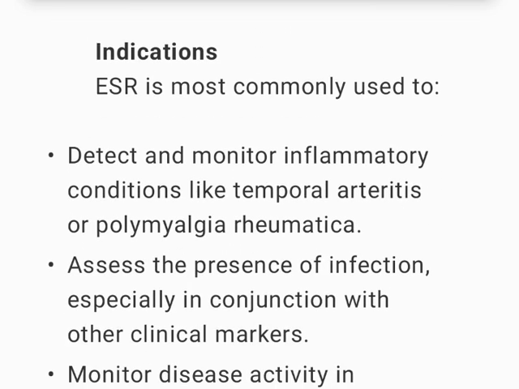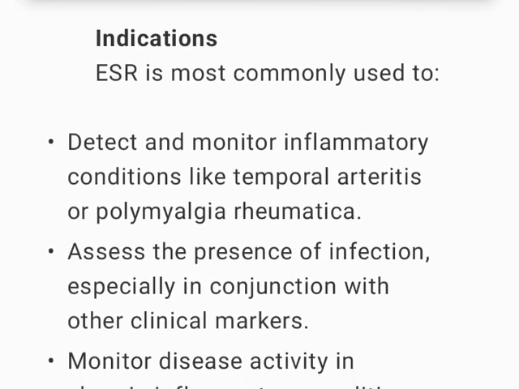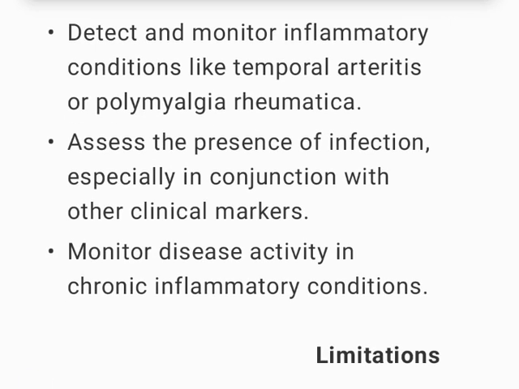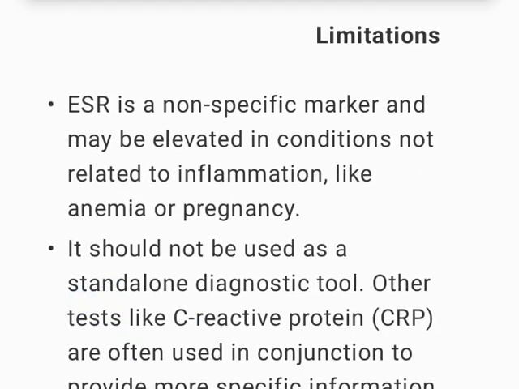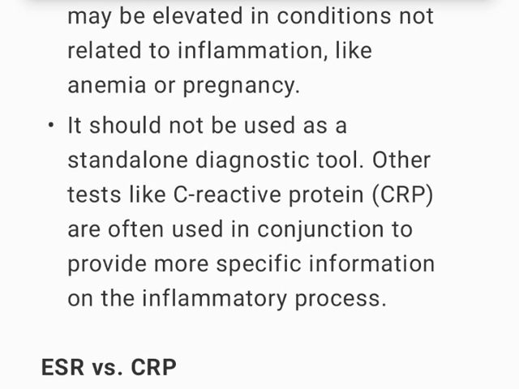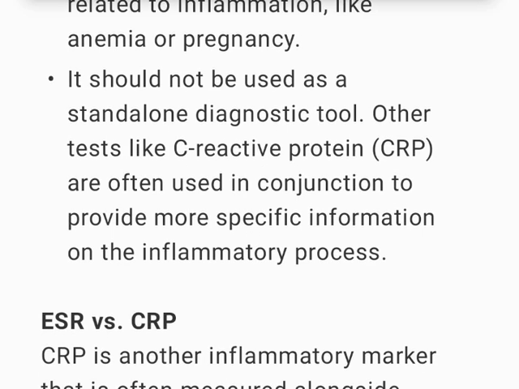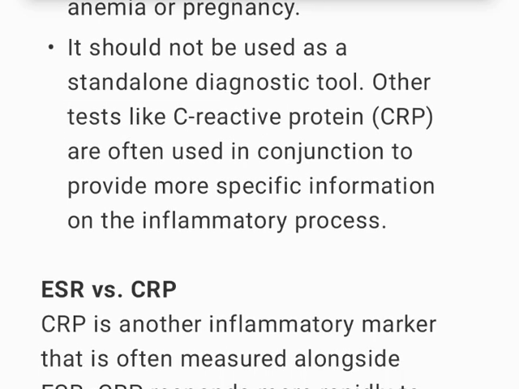Indications. ESR is most commonly used to detect and monitor inflammatory conditions like temporal arteritis or polymyalgia rheumatica, assess the presence of infection, especially in conjunction with other clinical markers, and monitor disease activity in chronic inflammatory conditions. Limitations. ESR is a nonspecific marker and may be elevated in conditions not related to inflammation, like anemia or pregnancy. It should not be used as a standalone diagnostic tool. Other tests like C-reactive protein, CRP, are often used in conjunction to provide more specific information on the inflammatory process.